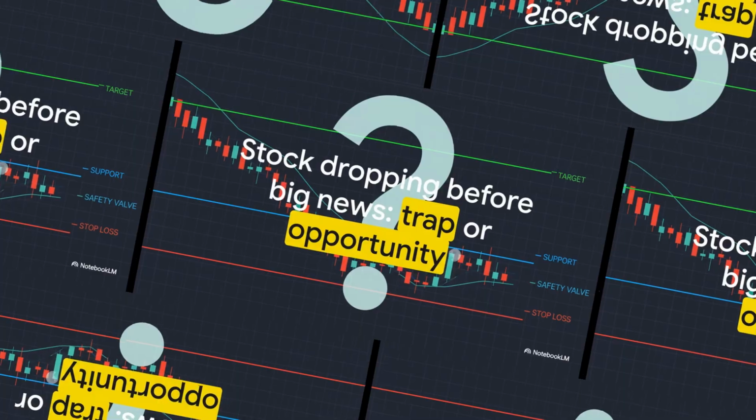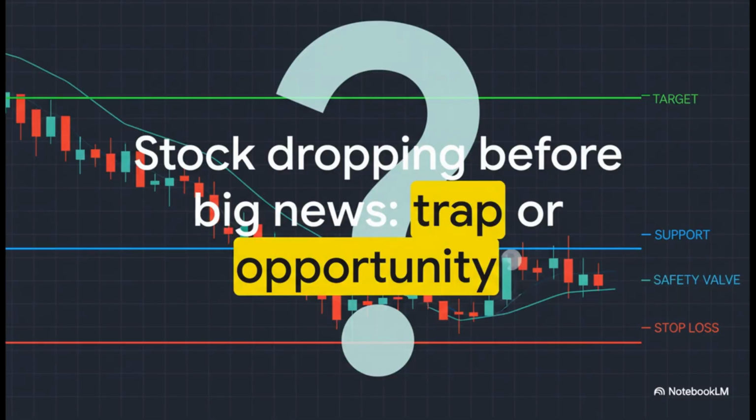So let's just dive right in. Imagine you're looking at the chart of Walmart right now, ticker WMT. What's the first thing that jumps out at you? You see this great, well-known stock, and it's suddenly dropping. So here's the big question, the one we always have to ask. Is this a trap, or is this an opportunity?